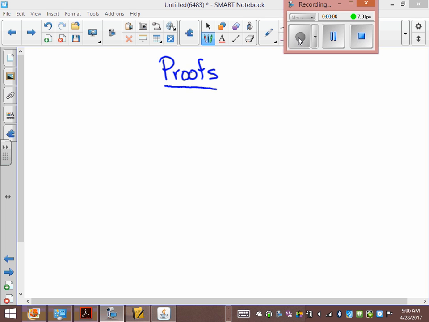So up until now, we've verified. We've never proven. We verified that the left side equaled the right side, but only for that one value, right? A proof proves that for every single value of x or theta or whatever the variable is, it works. So you're never going to be able to plug something in for x.